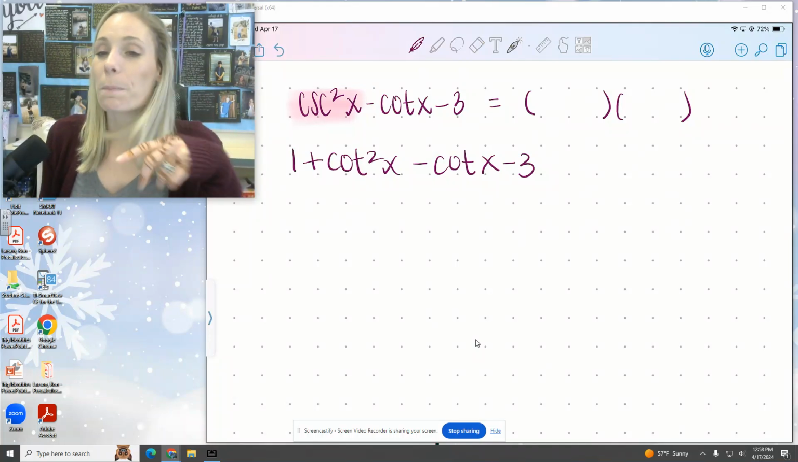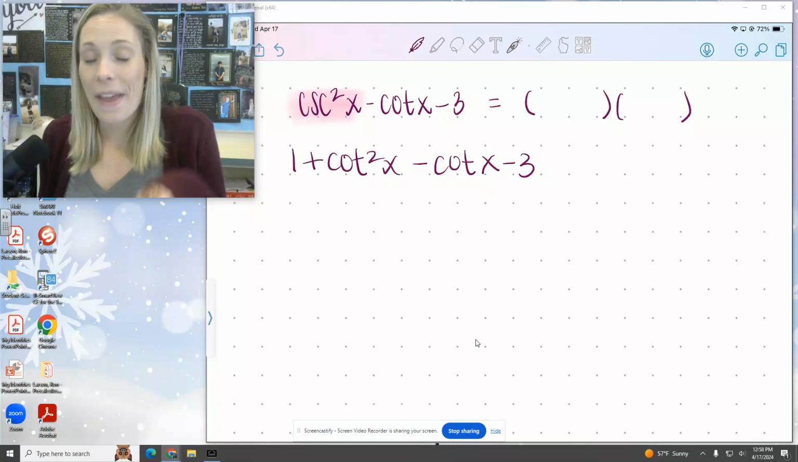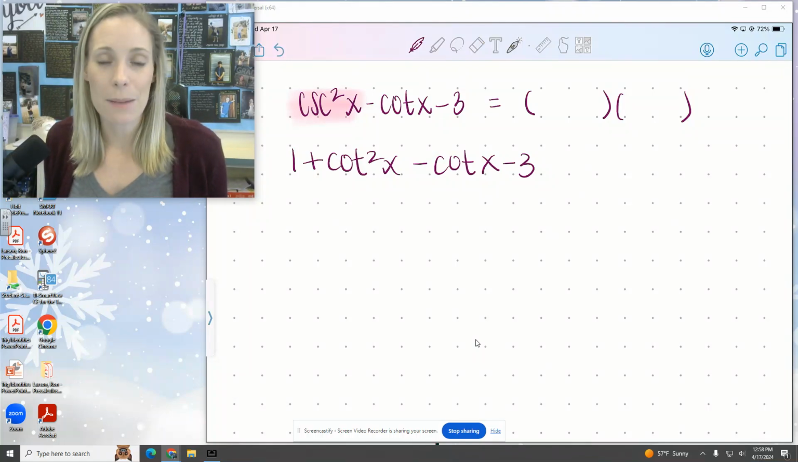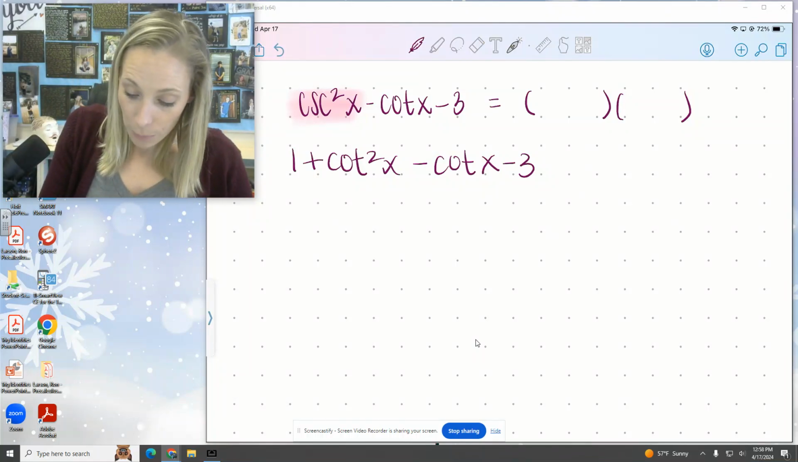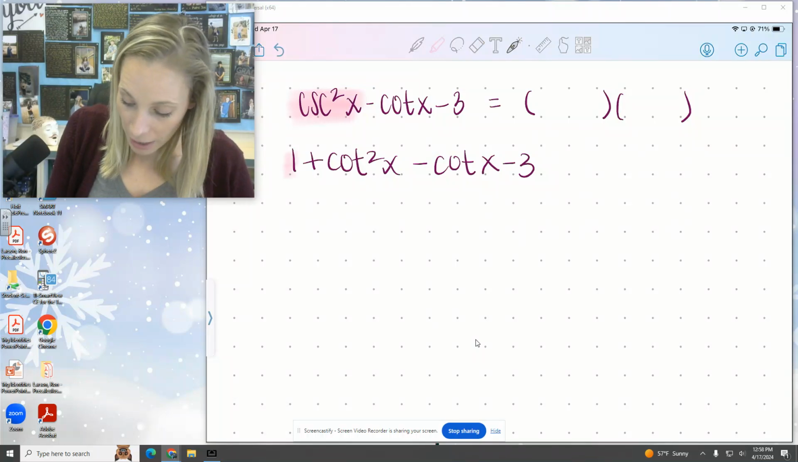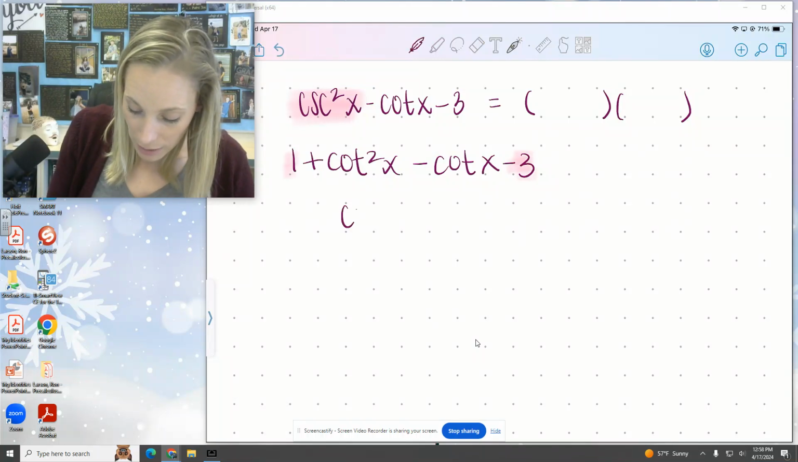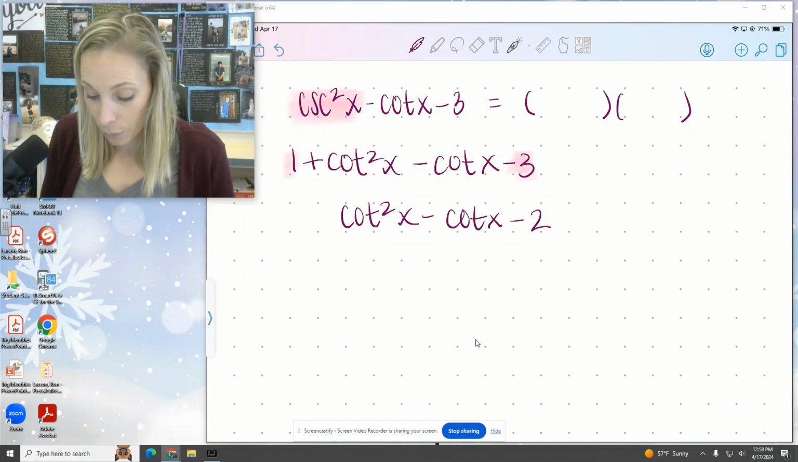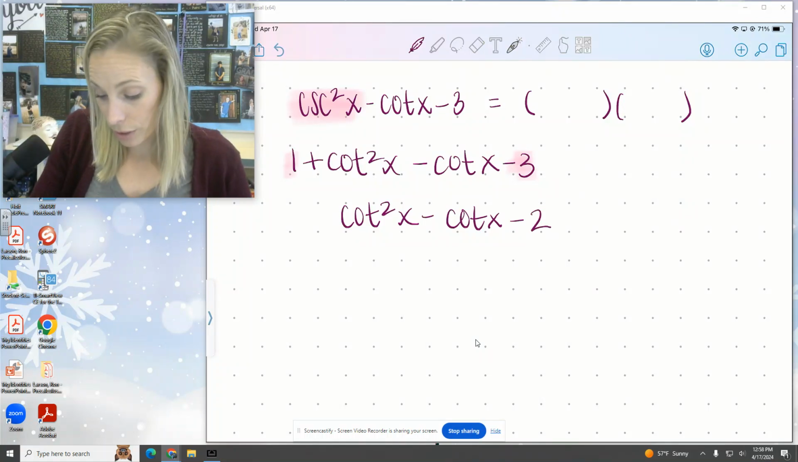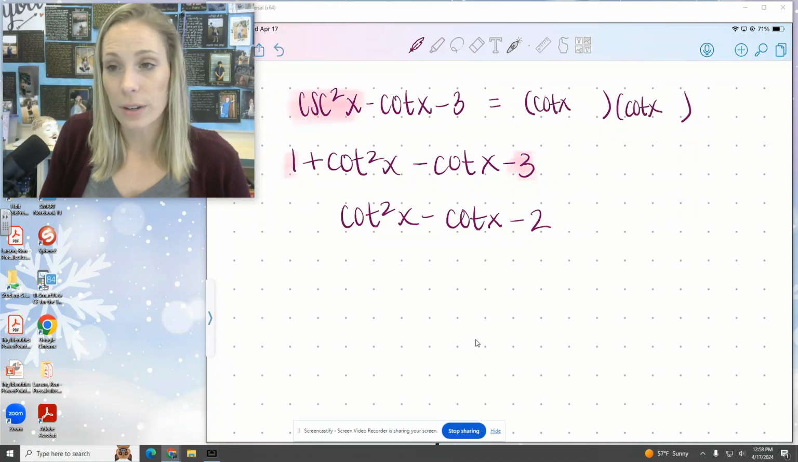So right now, everything is in terms of the same cotangent, same trig ratio. So the next thing I'm going to do is combine my 1 and my negative 3, and write this in standard form like this. This now has the same trig function, so I know that both of these leaders are cotangent.